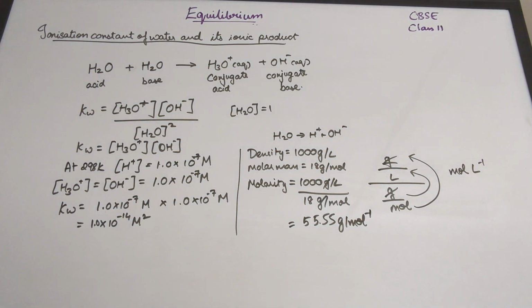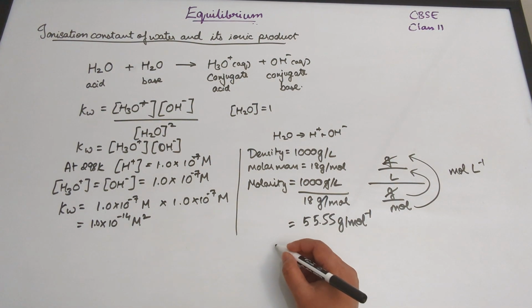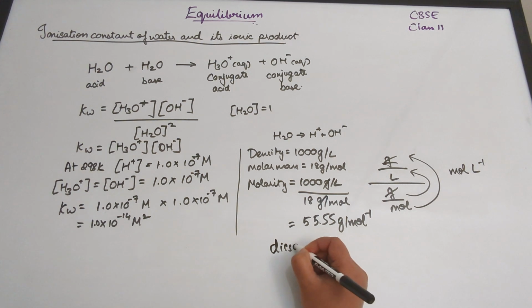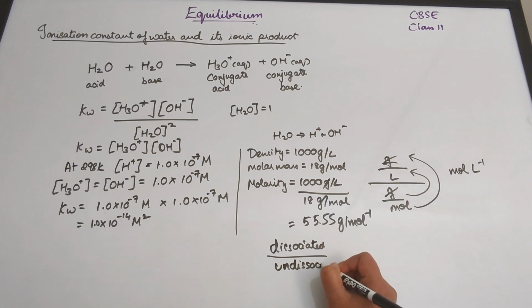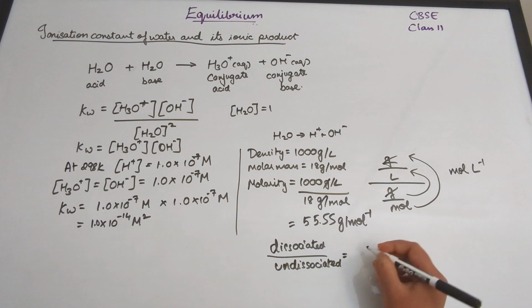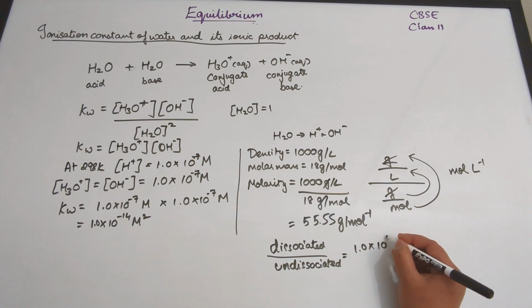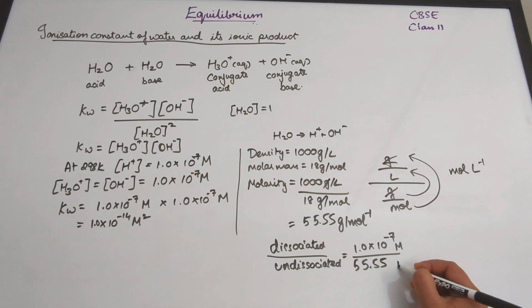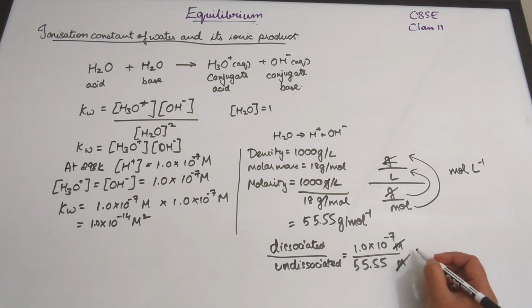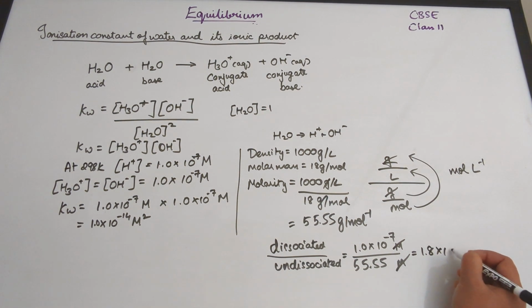Okay, now we know the concentration, so the ratio between the dissociated and the undissociated water molecules will be the concentration of dissociated in the top divided by undissociated, right? So that is 1.0 times 10 to the power minus 7 molar, the concentration of the H plus ions, divided by 55.55 molar. So this ratio is going to be 1.8 times 10 to the power minus 9.